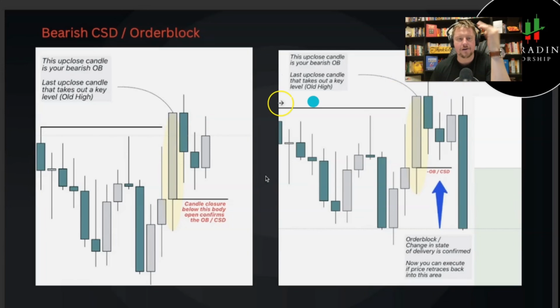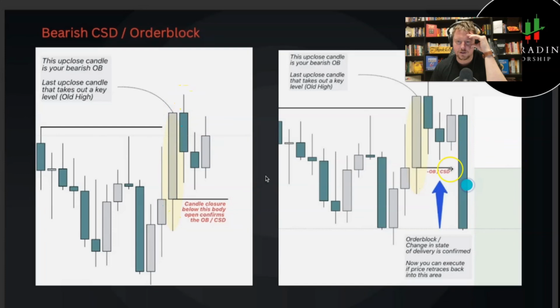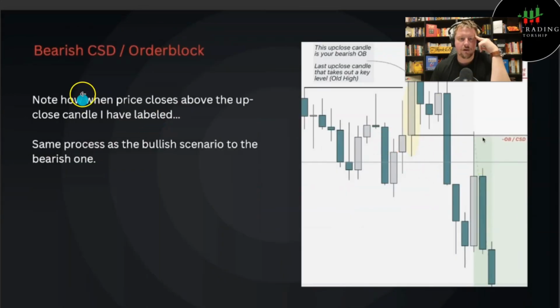Same thing for a bearish change in state of delivery. This is an up close candle. This is a bearish order block. And basically, as soon as we see this, as soon as the candle closes below this, we're going to be looking for an entry. Order block, SMT divergent candle. As soon as the next candle closes below this one, we're going to be looking for an entry. Note how when the price closes above the up close candle that has been labeled, it's the same process for bullish scenarios and bearish. And then the market's just going to go.